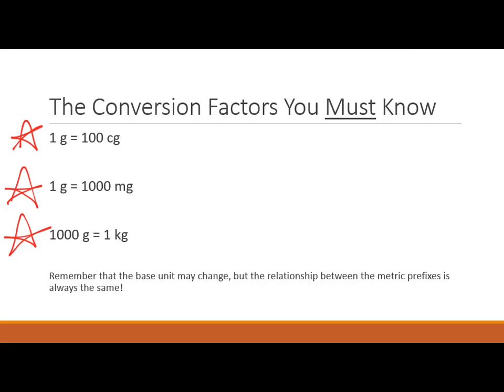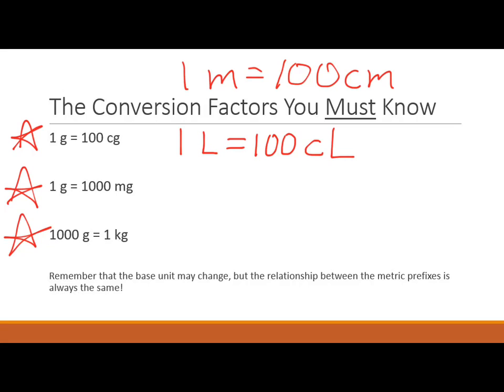People always complain and say, oh, well, you said we only need to know these 3, but then you asked me, how many centiliters are in a liter. And that's totally different. And, well, no, it's not, because 100 centiliters is a liter, just like 100 centigrams is a gram. And 1 meter is 100 centimeters, right? So notice that it's the prefixes and how they relate to the base unit.